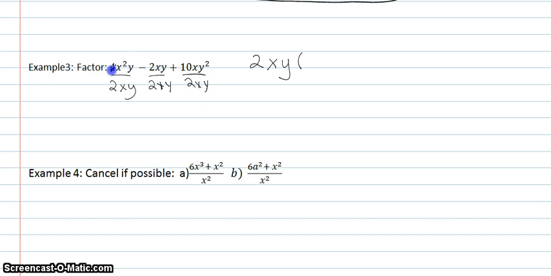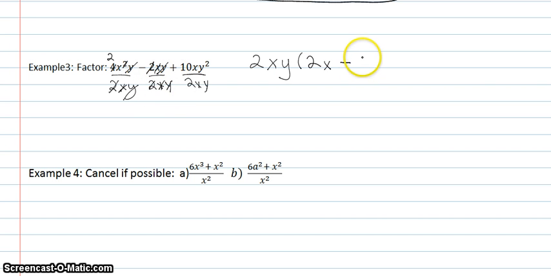So 4 divided by 2 is 2. X squared divided by x, there'd be just one x left, or x to the first power. And then the y's would cancel to make 1. Okay, then we have a minus sign. It's going to stay the same. The 2's cancel, the x's cancel, and the y's cancel.